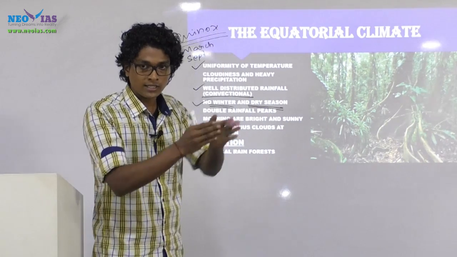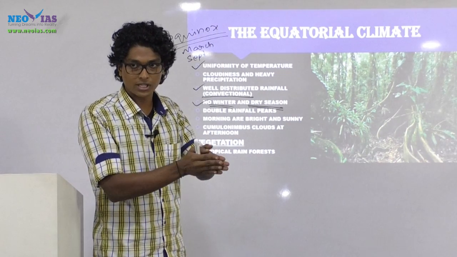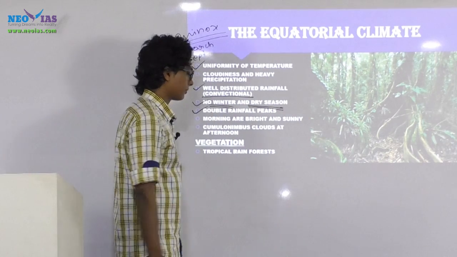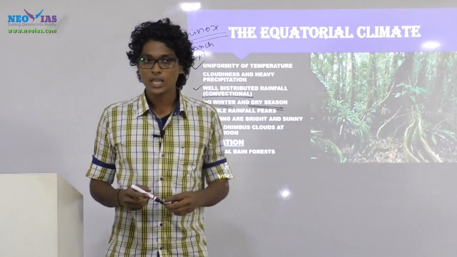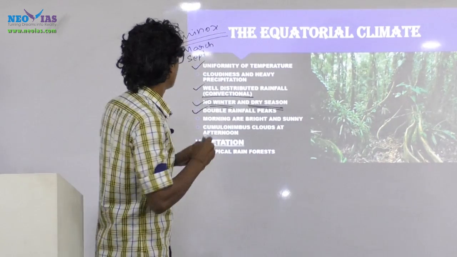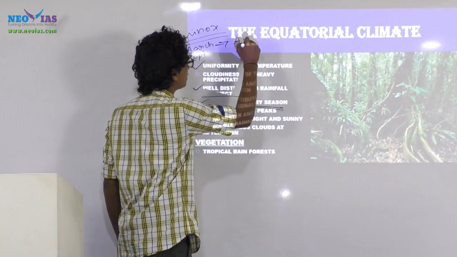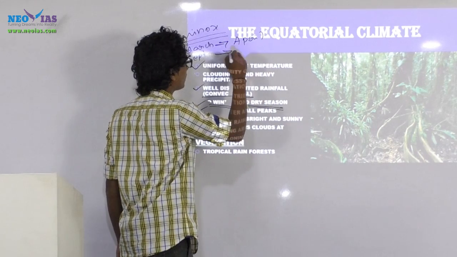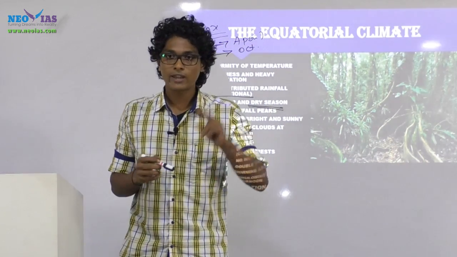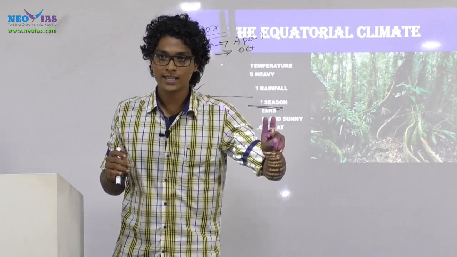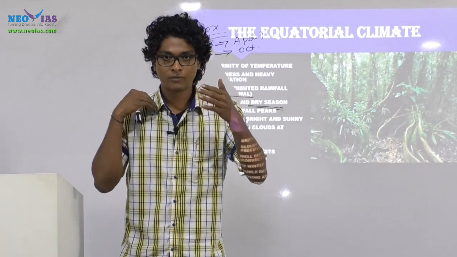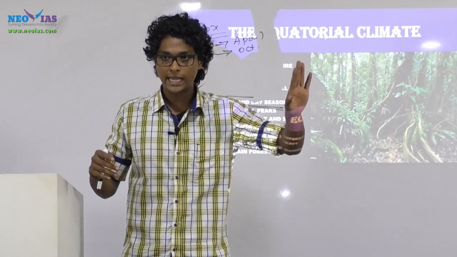And right after this maximum amount of insolation received, we will have rainfall peaks in the equatorial regions. So in equatorial regions, the rainfall peak will take place in April after the first equinox, and in October after the second equinox. So the rainfall peaks twice a year in equatorial climatic regions, but throughout the year we have well distributed rainfall, and we do not have any dry climate.